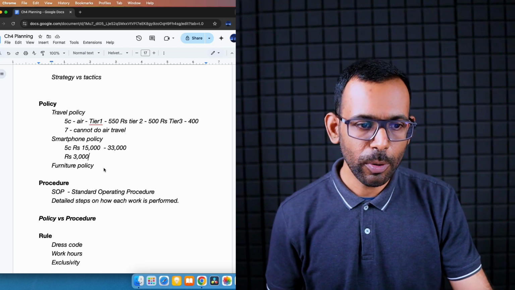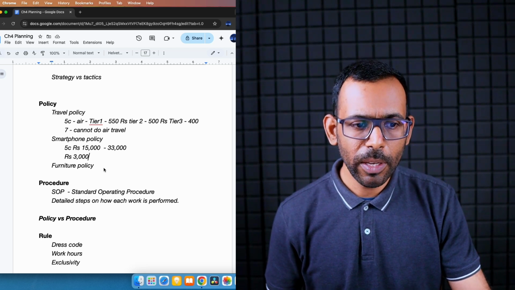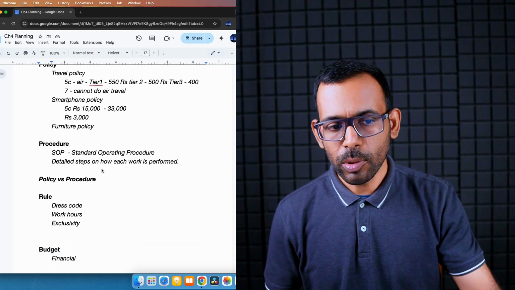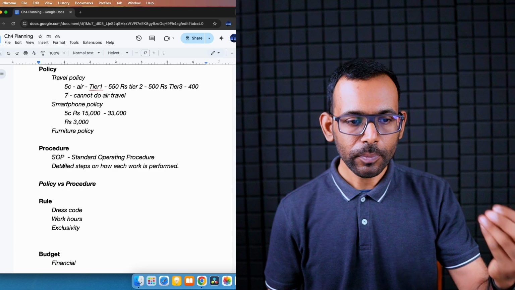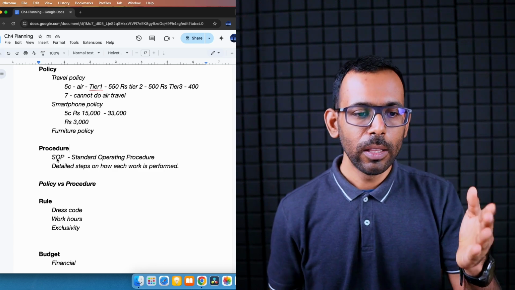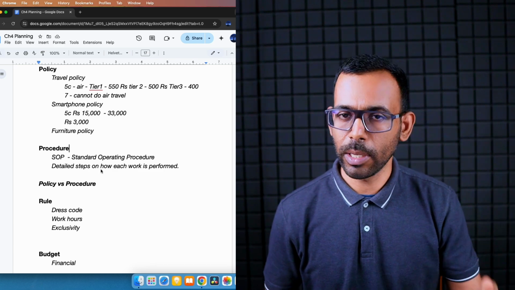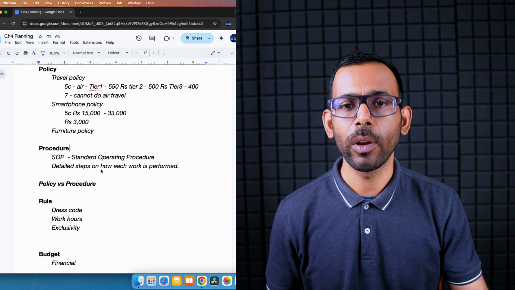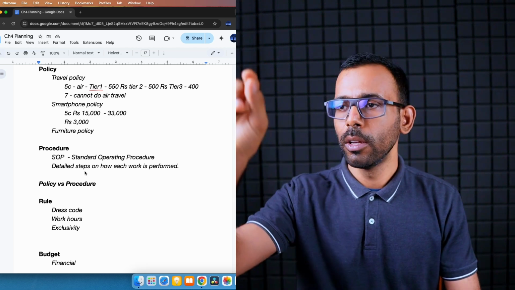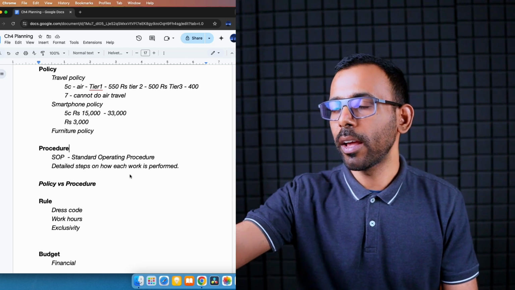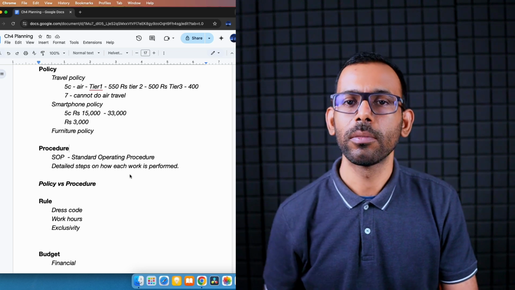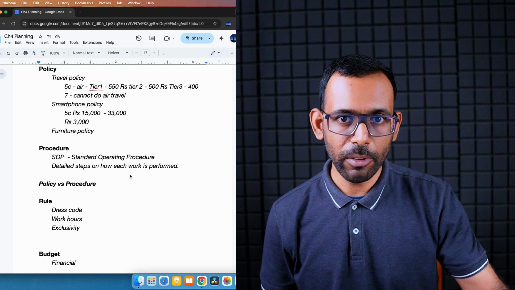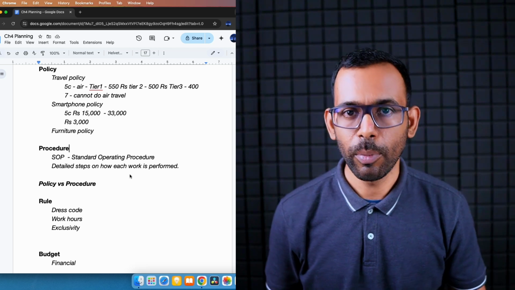And then let's talk about procedure. Now understand the difference between policy and procedure. You must have also heard of this term called SOP, Standard Operating Procedure. Procedure is anything that tells you the detailed steps on exactly how each work is performed. So you have to go there, do step number 1, take right, do step number 2, go straight, step number 3, like that.